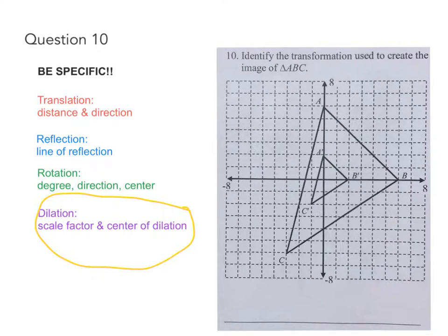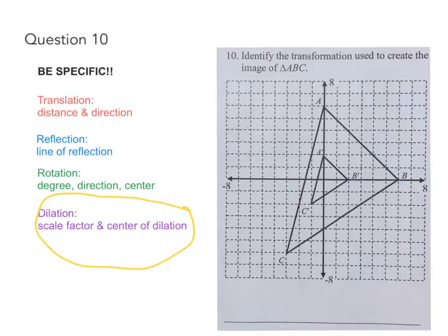All right, so we know it's a dilation because that's the only transformation that produces a change in size. Now the next thing we want to do, and this is crucial, is figure out which of these is the pre-image and which is the image. So I'm looking to see which is just marked with A, B, and C, and which is marked with A prime, B prime, C prime.